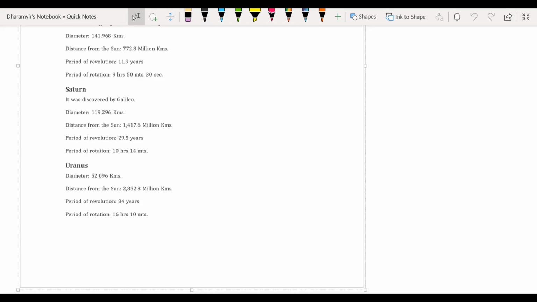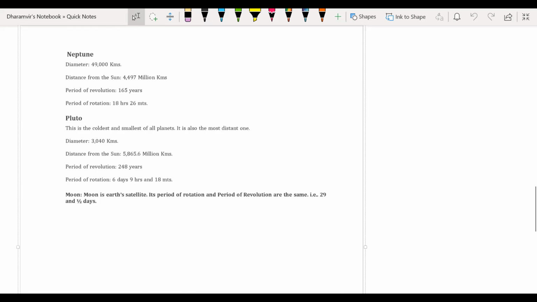And Uranus, its diameter is 52,096 kilometers. Distance from the sun is 2852.8 million kilometers. Period of revolution is 84 years. It takes 84 years to complete its round around the sun. But period of rotation around its axis, it takes only 16 hours 10 minutes.